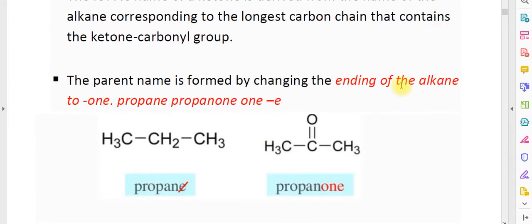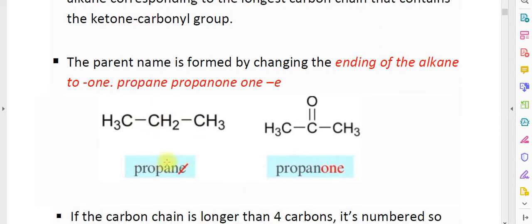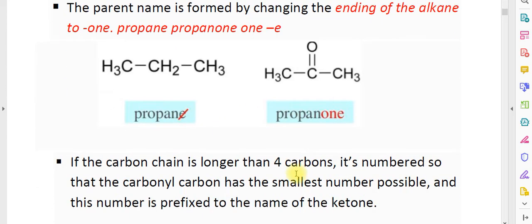And here the naming will be by changing the ending of an alkane to one. We are changing the ending of alkane to one, and then we will get the name of a ketone. So propane changes to propanone. Okay, here this is propane. If one of the carbons is a carbonyl carbon, then the e is changed to one. Propane changes into propanone.